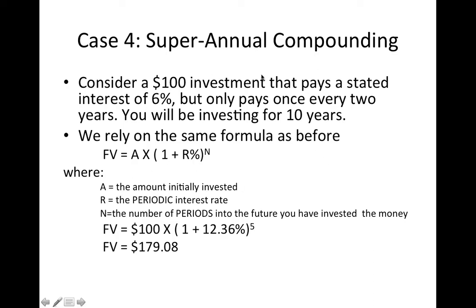Now that you've done that, you can plug it into the same formula we had before. It's 100 times 1 plus 0.1236, the periodic interest rate for a 2-year period, raised to the 5th because there are 5 2-year periods in the 10 years. That gives you 179.08. I'll let you check my work on that. I just want to make the point that we're using the same formula over and over again. We just have to solve for the right period and the rate that goes with that period.